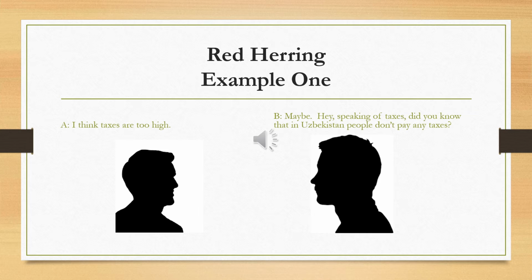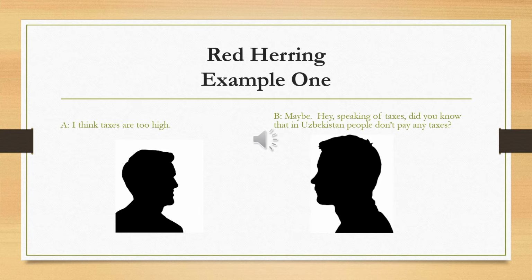Person B will be committing the red herring fallacy. A says, I think taxes are too high. Person B says, maybe, hey, speaking of taxes, did you know that in Uzbekistan people don't pay any taxes? Well, that's very interesting, but it has nothing to do with what the original point was, which is that taxes are too high. So now we've gotten ourselves distracted off onto a completely different topic, which is taxes in Uzbekistan. Now, this is an exaggerated kind of example to make the point, but you can see that person B is not distorting A's view. Person B is just going on to a completely different topic. And that's the key feature you see in red herring.